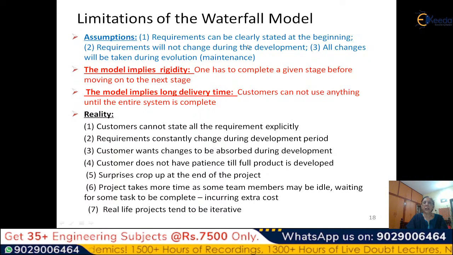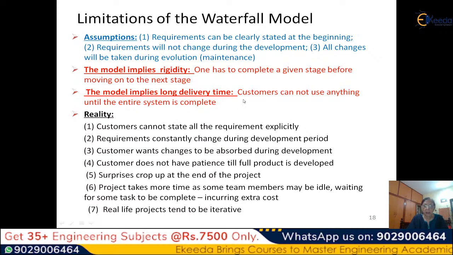The requirements can be clearly stated at the beginning. That is very much required because it is very rigid. It won't allow you any changes. Once it is started, it will not allow you any changes. And all changes, if required by the customer, have to be taken in the evolution or the maintenance phase. And there is a lot of rigidity. One has to complete a given stage before moving to the next phase. That means it is completely linear sequential. There is no overlap in it.